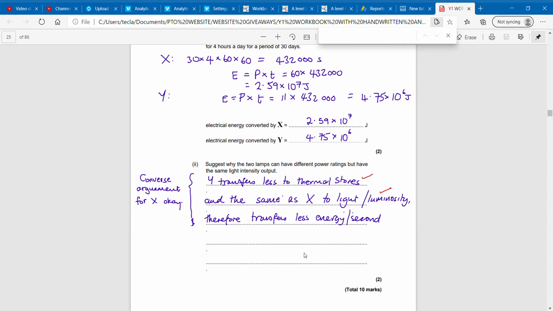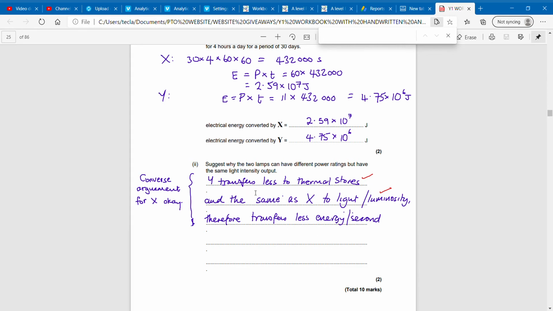So Y transfers less to thermal stores and the same as X to light or luminosity, therefore it transfers less energy per second overall. You can have a converse argument for X, so X transfers more to thermal stores and the same as Y to light, and therefore transfers more energy per second.